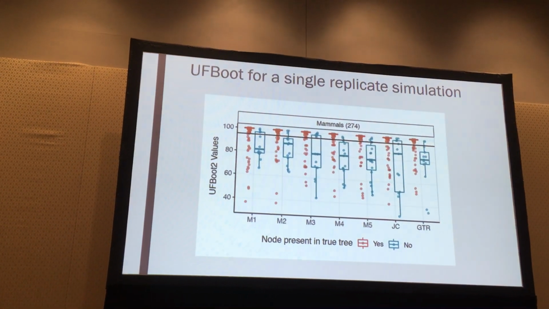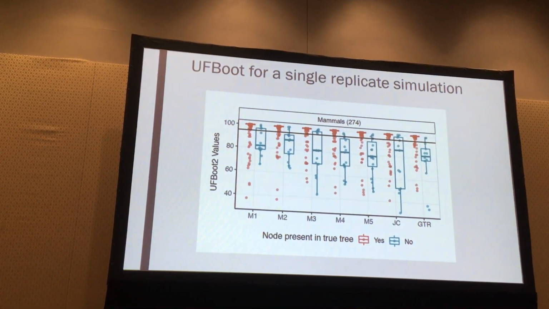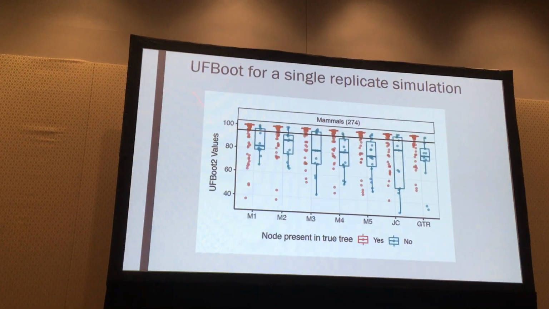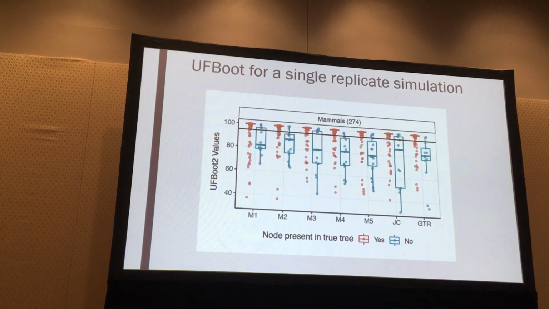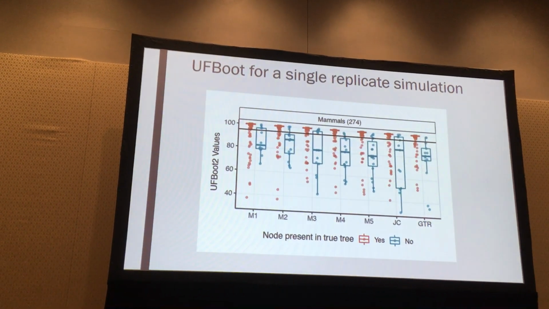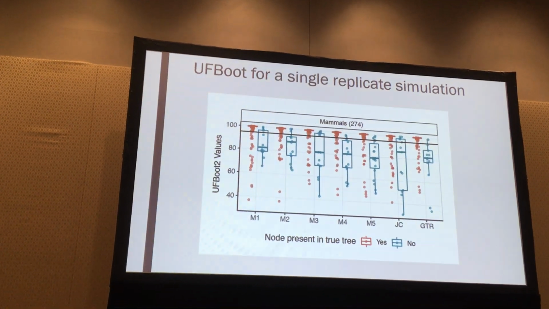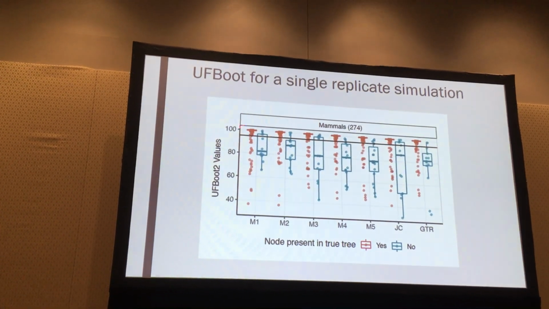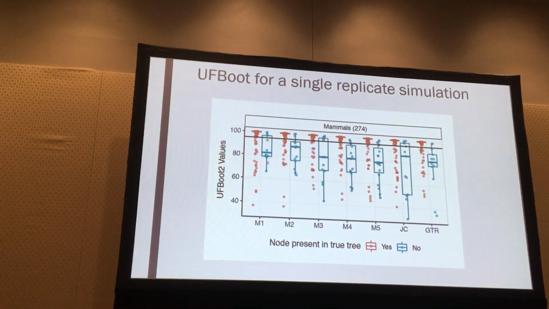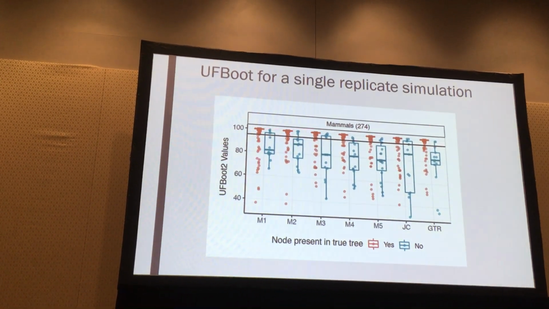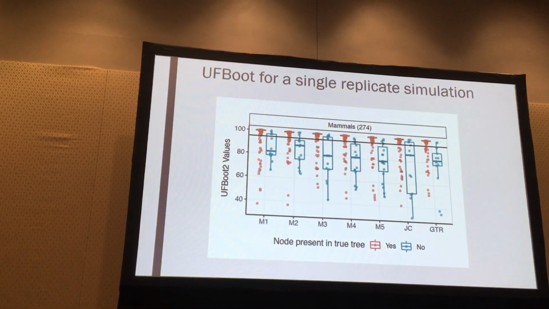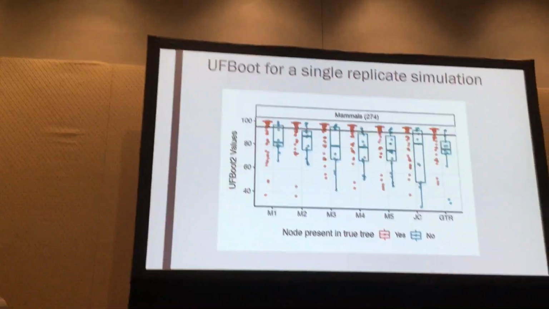I also looked at bootstrap values for this. So I used ultra-fast bootstrap for this, which is part of IQ-TREE. These have a slightly different interpretation. Above 95, well supported. Below 95, poorly supported. What you can see, if the node is present in the true tree, we're mostly above the line. Not present in the true tree, mostly above the line. This is, for a single replicate alignment, it's pretty constant throughout, even Jukes-Cantor, even GTR.